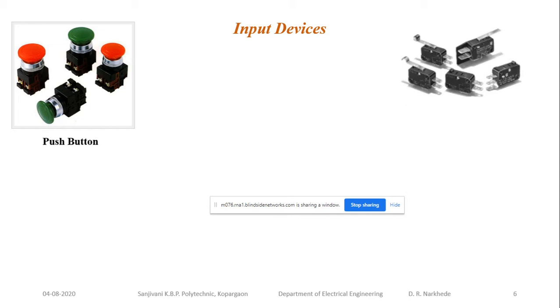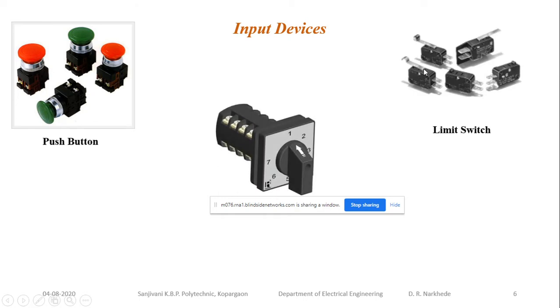These limit switches are used when we want to just switch on or switch off the circuit with the help of mechanical movement, without physical intervention. If I want to operate a certain device on and off with the help of a certain mechanical movement, then I will go for the limit switch.